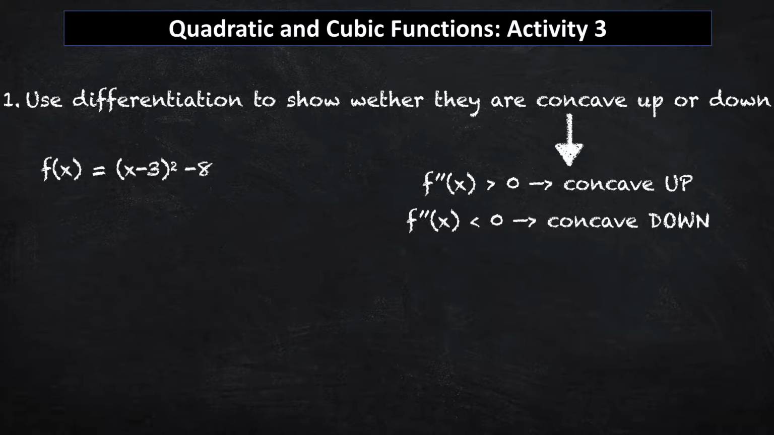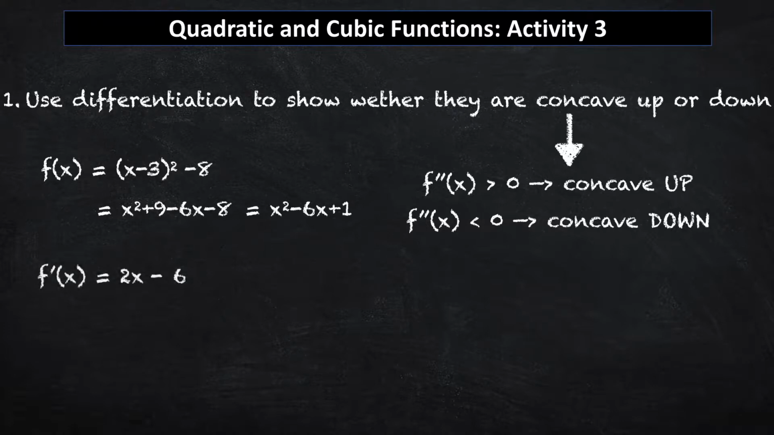So we expand the power of 2, it becomes x to the power of 2 plus 9 minus 6x minus 8. 9 minus 8 is plus 1, so this function becomes x to the power of 2 minus 6x plus 1. Now we compute the first derivative of this function, which is 2x minus 6, and then we compute the second derivative, which is just 2. So since the second derivative is positive, it means that this function is concave up.